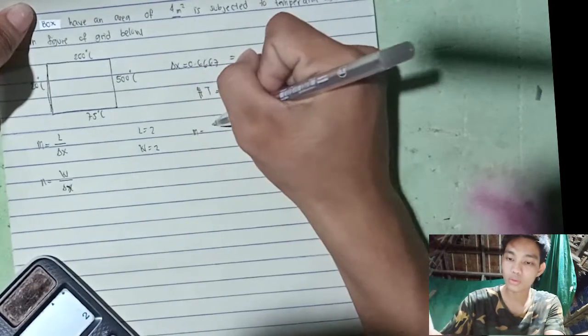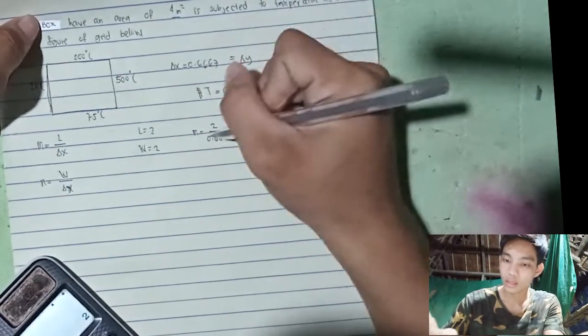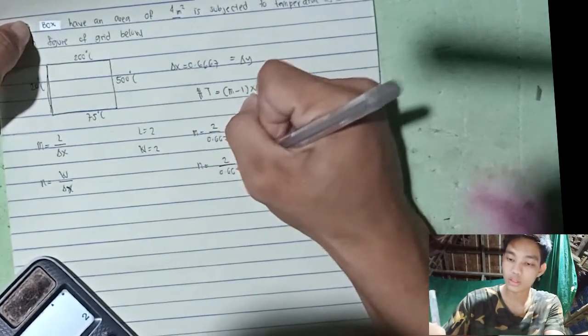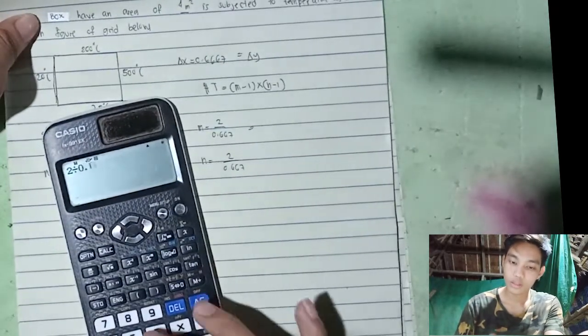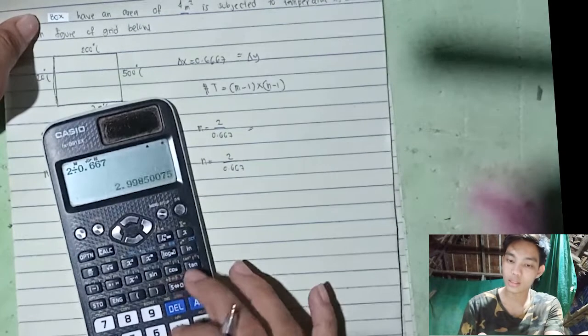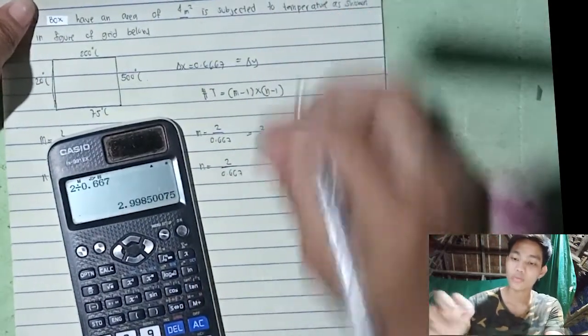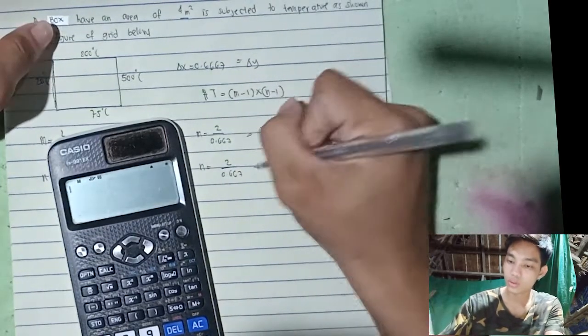So makukuha na natin yung m. So we have m is 2 divided by 0.667. Then n is 2 divided by 0.667. So ang m natin is 2 divided by 0.667, kuha natin is 2.998, so approximately 3. So equal din naman sila, so n is equal also to 3.